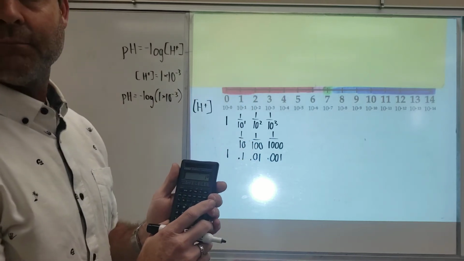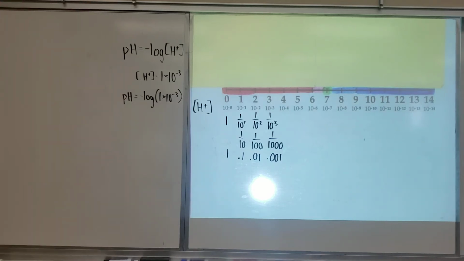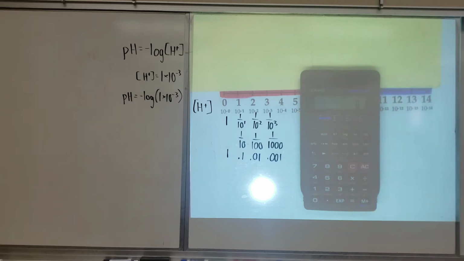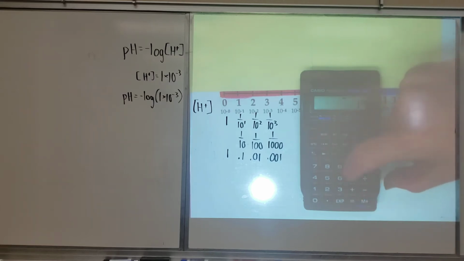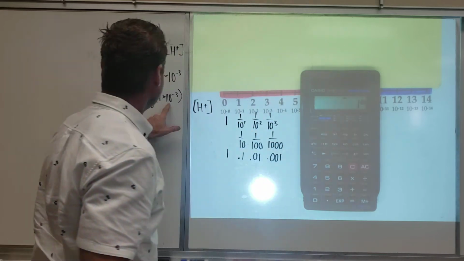In fact, I probably should do that. Let me show that right over here. Hopefully you guys can see this. So I'm going to go 1. Notice I'm going to press the EXP button, or you might have an EE button. And then notice up there it's negative 3. So I put a 3, and then I change the sign. I see I have a positive and negative sign. I change it. And so I know it looks like it's 1 to the negative 3, but it's actually 1 times 10 to the negative 3.